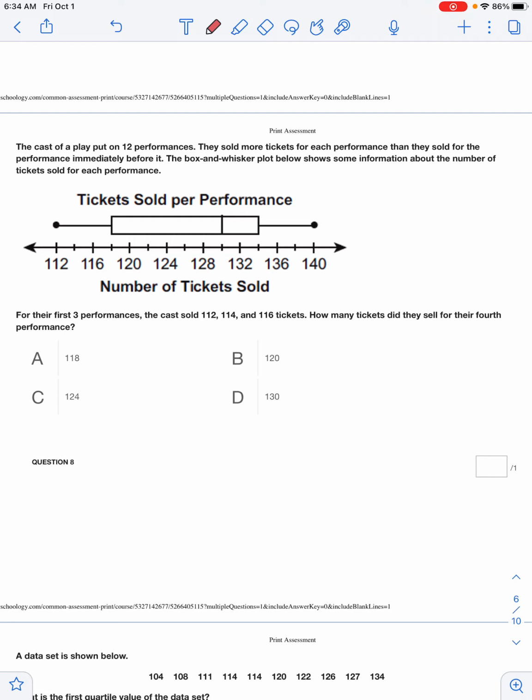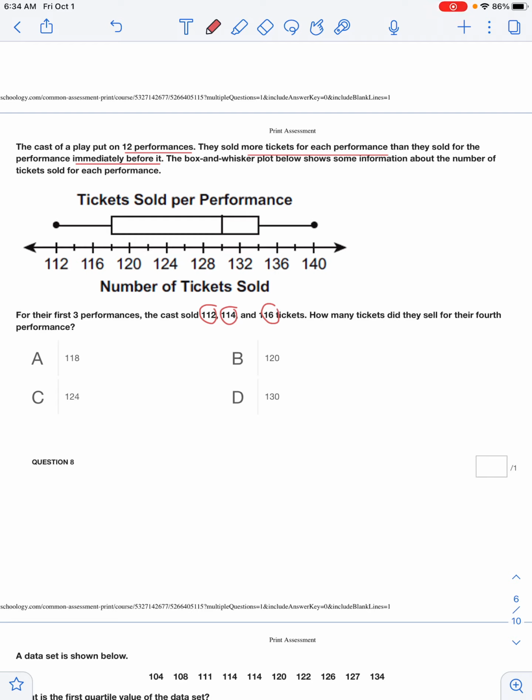Well, we know that they put on 12 performances, right? And we know that for the first 3, they sold 112, 114, and 116. We also know that they sold more tickets for each performance than they sold for the performance immediately before it. So the 4th performance is definitely more than 112, 114, and 116.